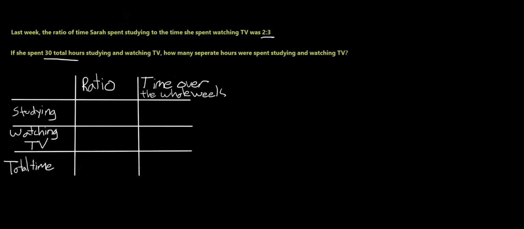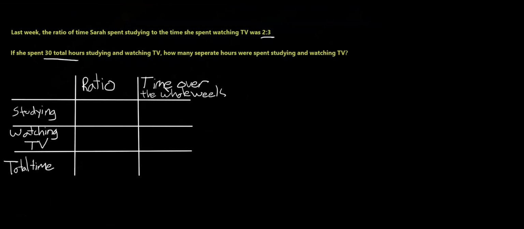In this video, what we're going to do is work through some problems with some applied ratios, meaning things that you may encounter in the real world or things that deal with real world situations. So the first problem says that last week, the ratio of time Sarah spent studying to the time she spent watching TV was 2 to 3 hours. If she spent 30 total hours studying and watching TV, how many separate hours were spent studying and watching TV?